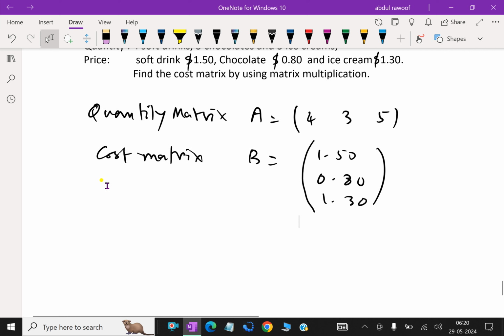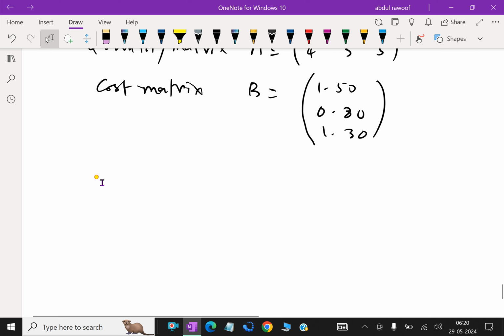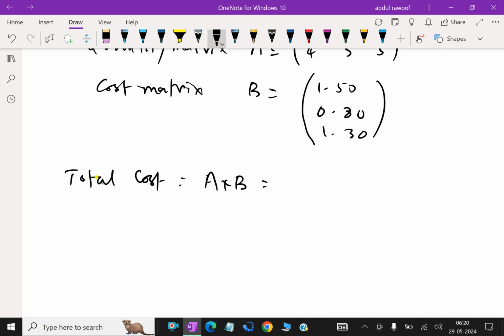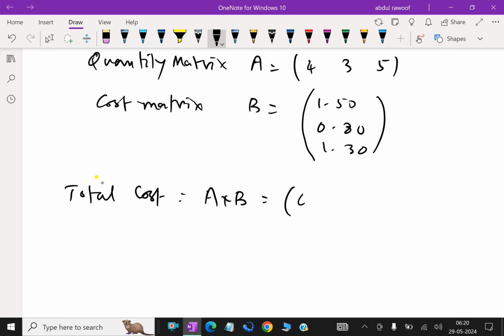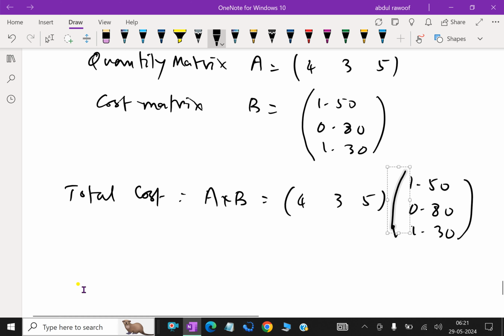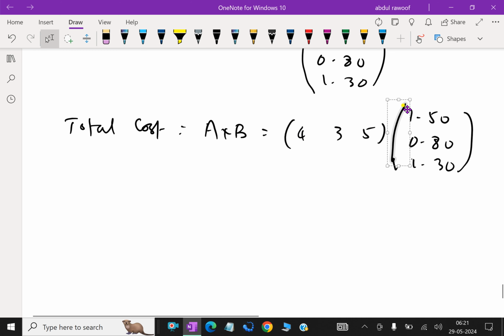Therefore, the total cost is in the form of matrix A into B, which means A is 4, 3, 5 and the cost is 1.50, 0.80, 1.30. This is a matrix multiplication. How do you have to multiply? Look here, this row is multiplied with this column.